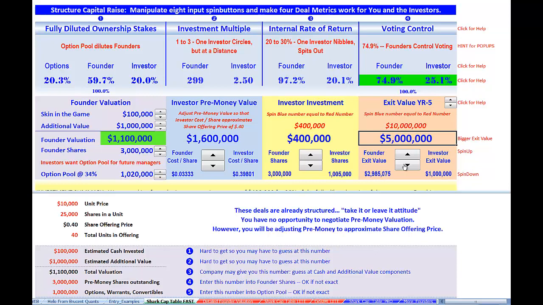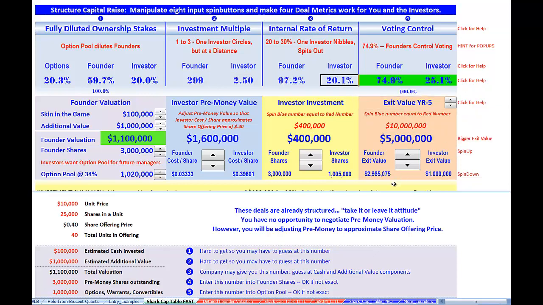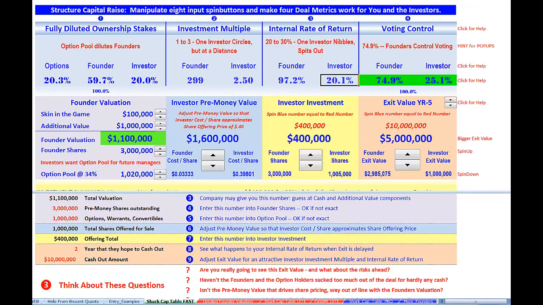Now let's see how great this deal is. We've increased the time and reduced the amount of the sale. Now you're only getting 2.5 times your money, having to wait 5 years and a 20% internal rate of return. It just isn't worth it. So now let's go down and ask the key hard questions.